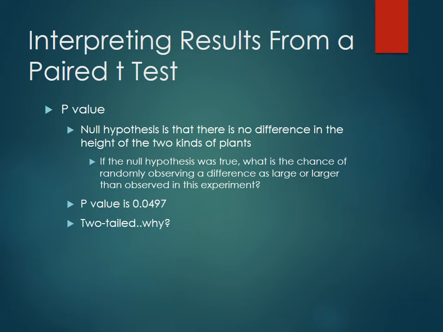As far as the p-value goes, we know the null hypothesis would be that there's no difference in growth between the two fertilization methods, but we were able to reject that because the p-value was 0.0497. And again, we already mentioned why we use a two-tailed test instead.